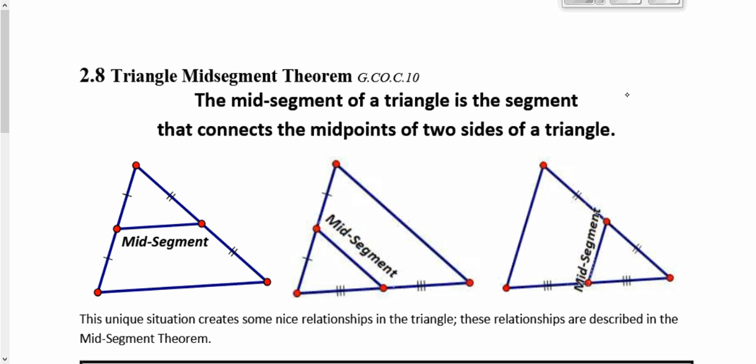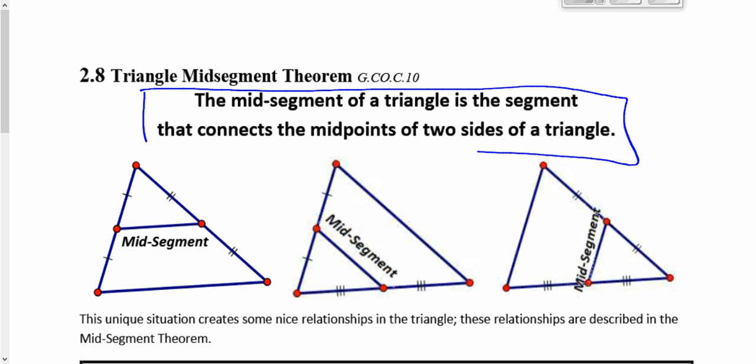Triangle midsegment theorem. So let's talk about what a triangle midsegment is. It's kind of in the name, okay? So if you have a triangle, the midsegment is just some segment that connects the midpoints of two sides. And you know what a midpoint does to a segment, right? It splits it into two congruent segments, right?